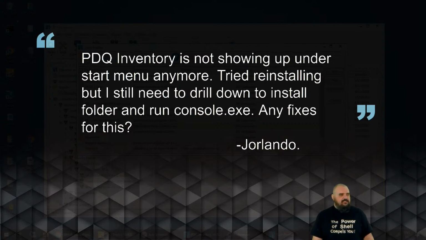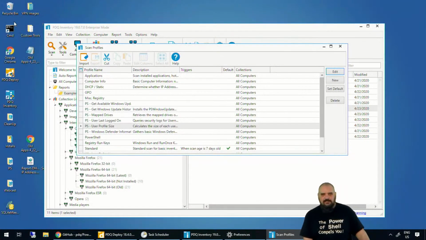I haven't seen this. You know what I would do? If you find that exe, just build a shortcut for it. I don't know why that would happen, but again, just build yourself a shortcut, point it at it, and you're good to go, man. Yeah, that is an interesting one. Next.